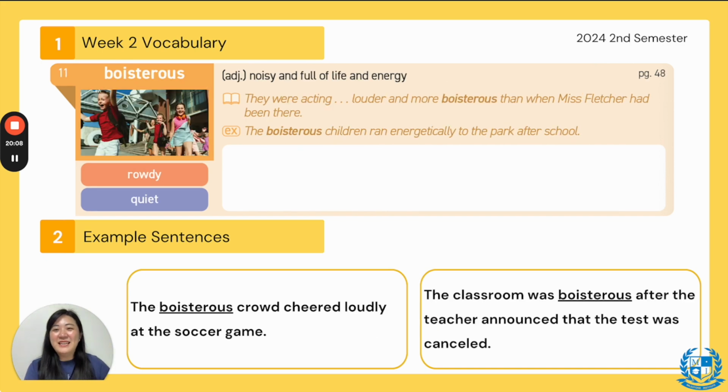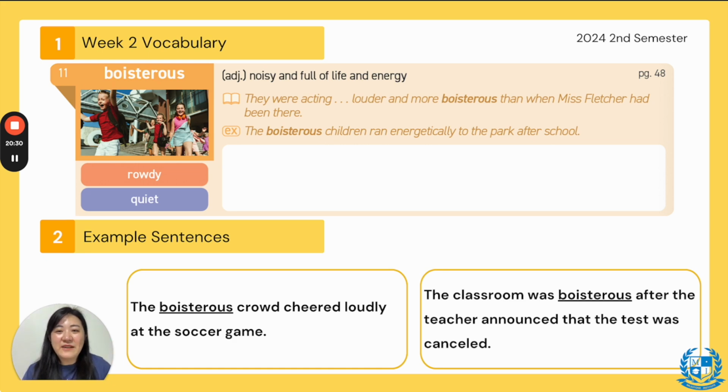Next one, number 11. Everyone say boisterous. Boisterous. The synonym is rowdy, and the antonym is quiet. It is an adjective, and it means noisy and full of life and energy. So super loud and energetic and chaotic sometimes.